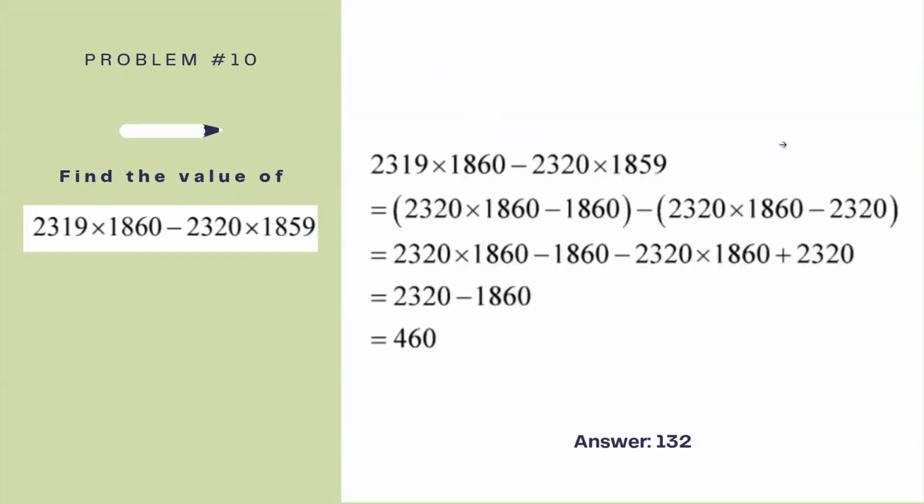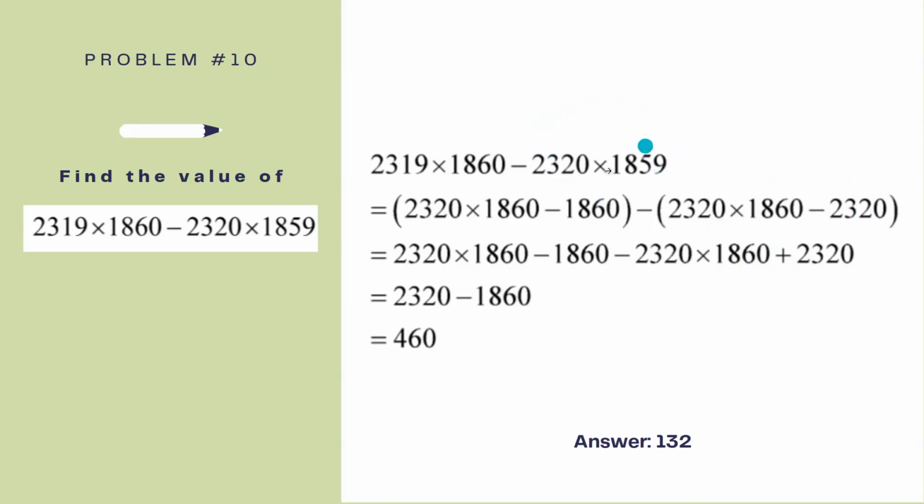So let's see. For this one, we can use grouping again. We have to group this one and also this one. If we expand this, we have 2,320 multiplied by 1,860 minus 1,860. If you simplify this one, you will come up to this. The same with this one: we have 2,320 multiplied by 1,860 minus 2,320. Still the same. If you simplify this one, you will come up with this.